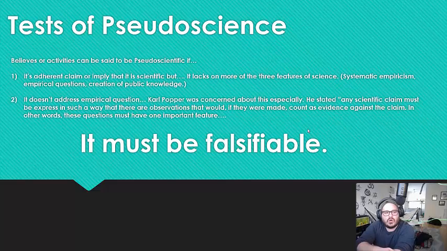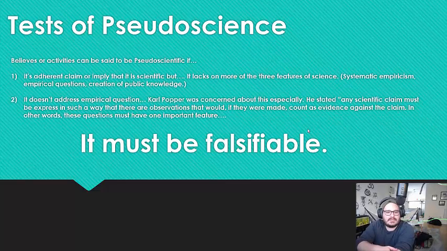Test to pseudoscience. So beliefs or activities can be said to be pseudoscientific if its adherent claims or implies that it's scientific, and it lacks one or more of the three features of science: systematic empiricism, empirical questions, or the creation of public knowledge. If this knowledge or this belief that you even have in your system does not meet these three criteria, the chances are really good it's pseudoscientific.